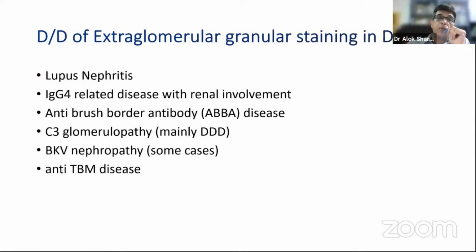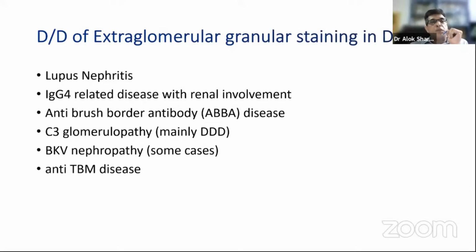So if you were to summarize these findings, the differential diagnosis of granular staining pattern in DIF studies of extraglomerular deposits will come to these entities. Of course, we saw lupus nephritis, IgG4 related disease with renal involvement, the anti-brush border disease which I just showed you, C3 glomerulopathy, mainly dense deposit disease. So it's rare for C3 glomerulonephritis to show extraglomerular staining pattern, but it does happen sometimes.